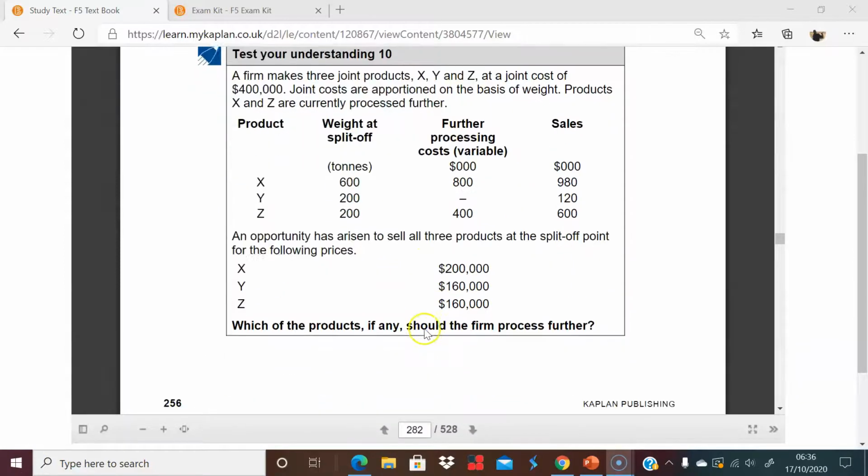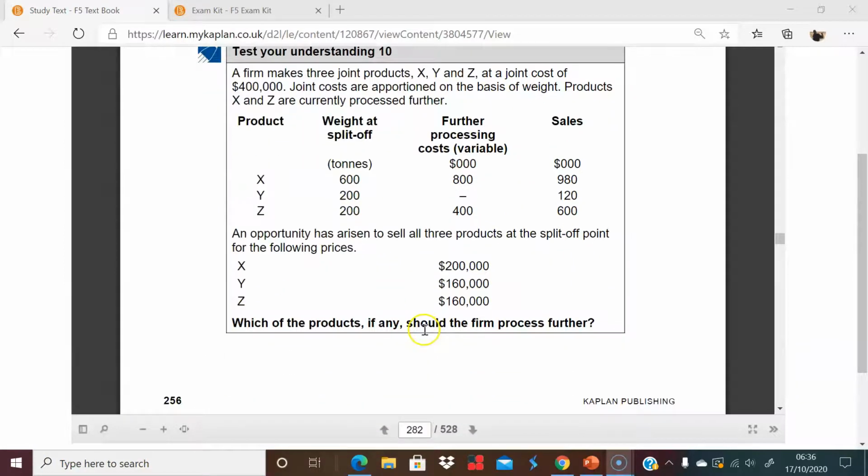Yeah. So just looking at TYU10 to complete this. Again, like I said, it's purely about, it's all marginal. So let's look at this. It says a firm makes 3 joint products X, Y, and Z at a joint cost of 400,000. Joint costs are apportioned on the basis of weight. So we've got the joint costs out of the way. We don't really need the joint costs anymore if you really think about it, because you're given some information here.